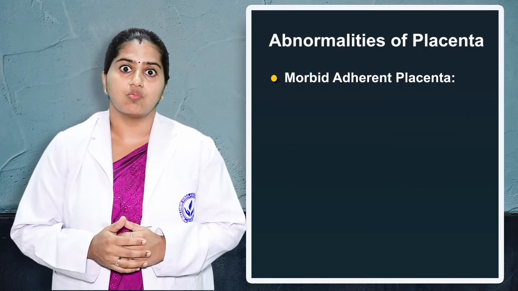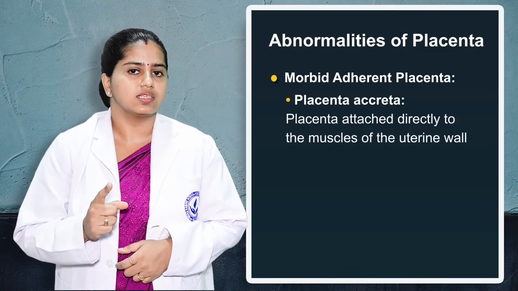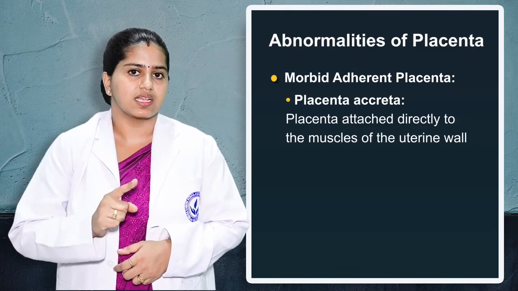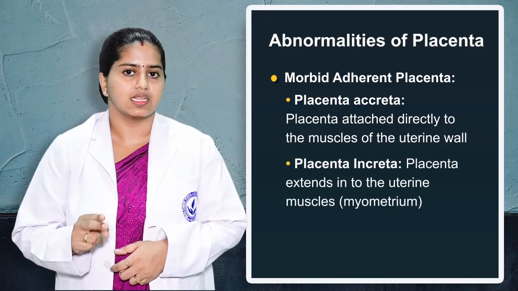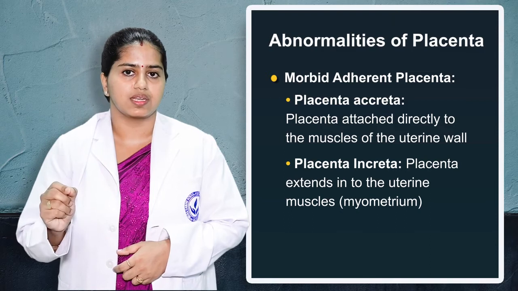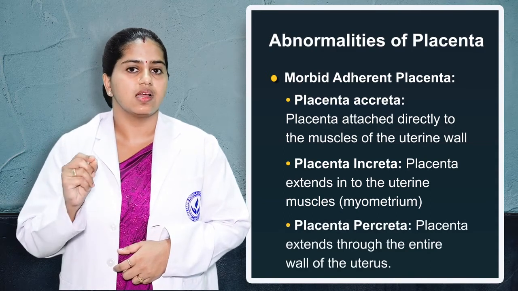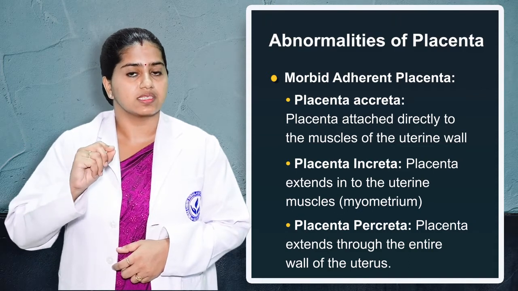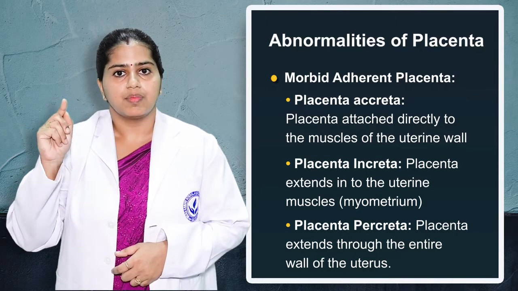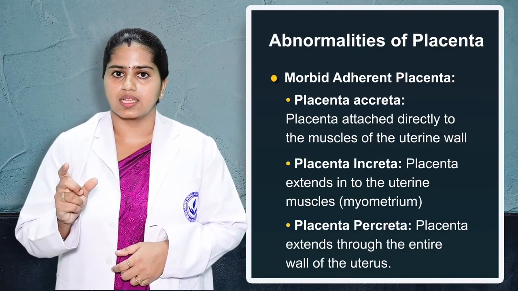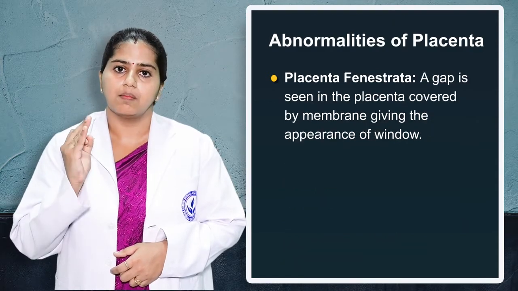And next one is morbidly adherent placenta. Morbidly adherent placenta, three types are there. One is placenta accreta, that is placenta attached to the uterine wall. Then next, placenta increta, where the placenta is attached deeply into the myometrial wall. Then third one is placenta percreta. Placenta percreta means the placenta is established all over the uterus and even reaches the peritoneal layer. So morbidly adherent placenta consists of placenta accreta, placenta increta, then placenta percreta.